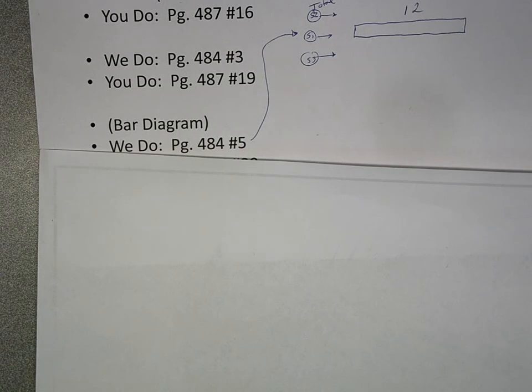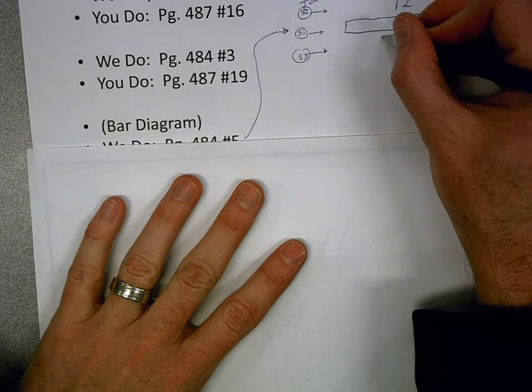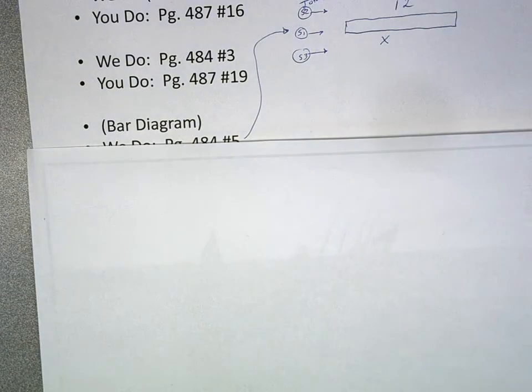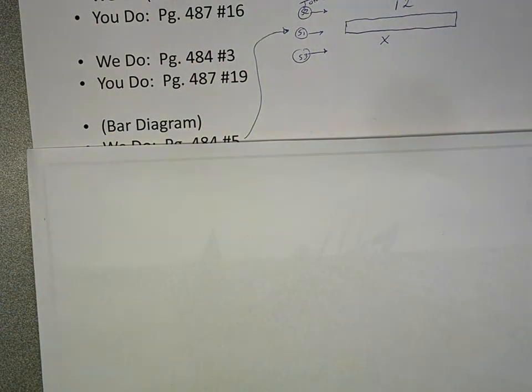The question says, or I should say the statement, but what they want us to solve says, write and solve an equation to find out how many stickers were originally on each sheet. How many stickers are on each sheet, meaning one sheet? I'm going to let X be the amount of stickers, just the variable, that's our unknown, that's what we're trying to find out, on one sheet.